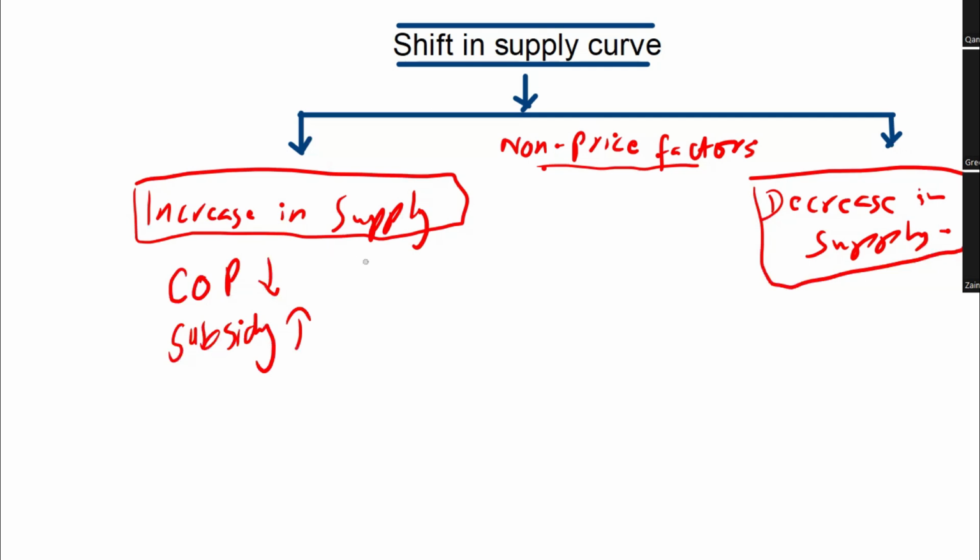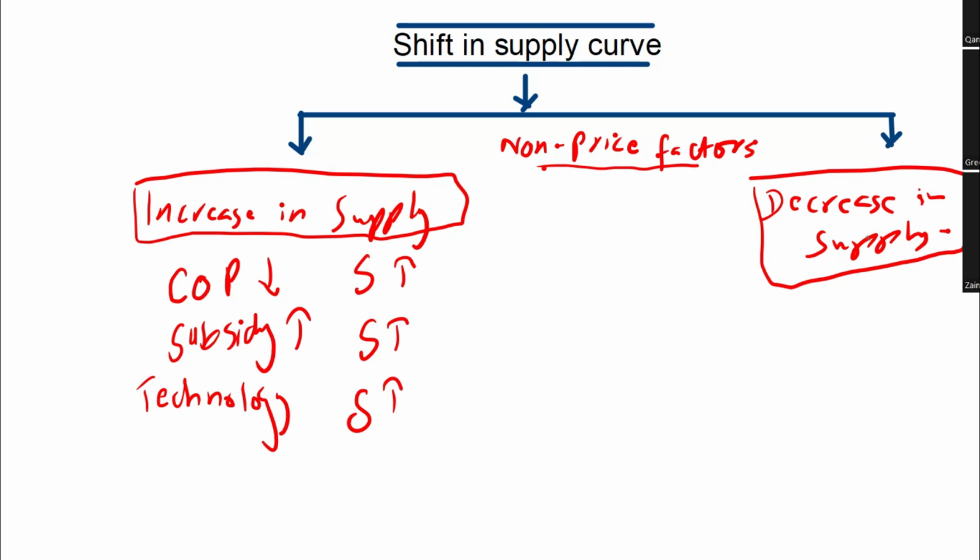So if cost of production falls, supply will rise. If subsidy rises, supply will again rise. And if technology improves or technology advances, then again supply will rise. So these are some factors that may shift supply curve to the right and increase supply.